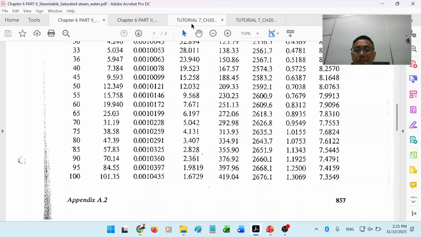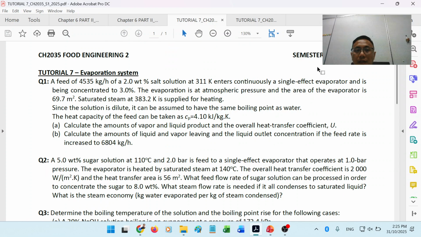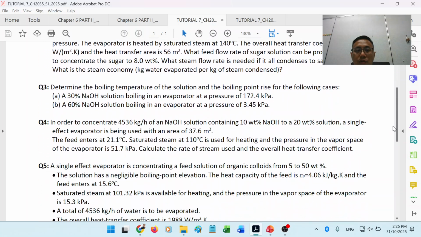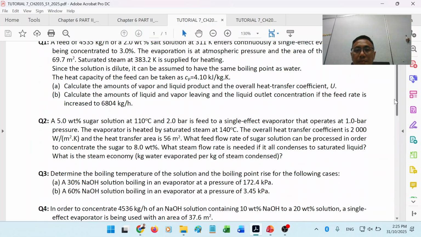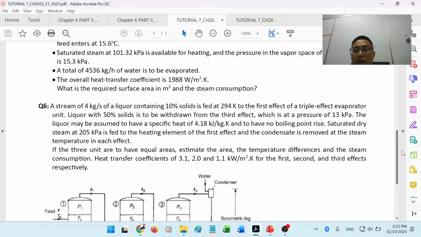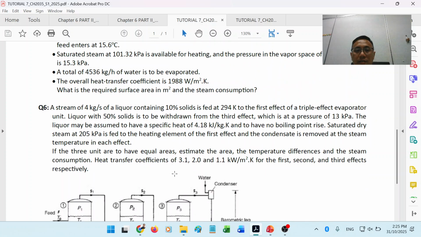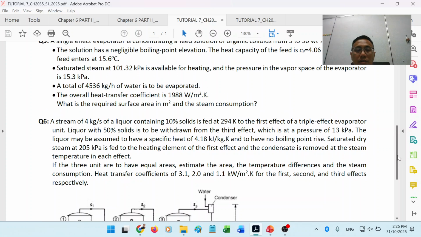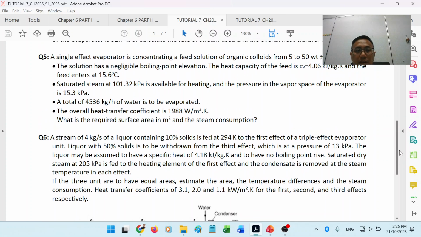These are the tutorial questions that you have tried, and if you have problems, please let me know. The last question is on multiple effect evaporators. So try and see whether you can get the answers by applying all the principles that we discussed just now.